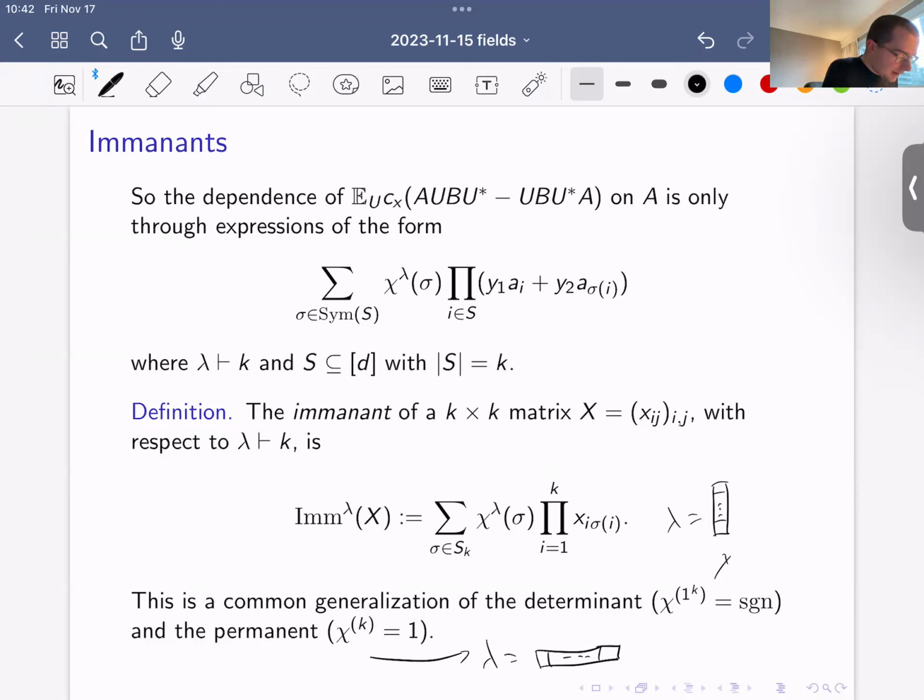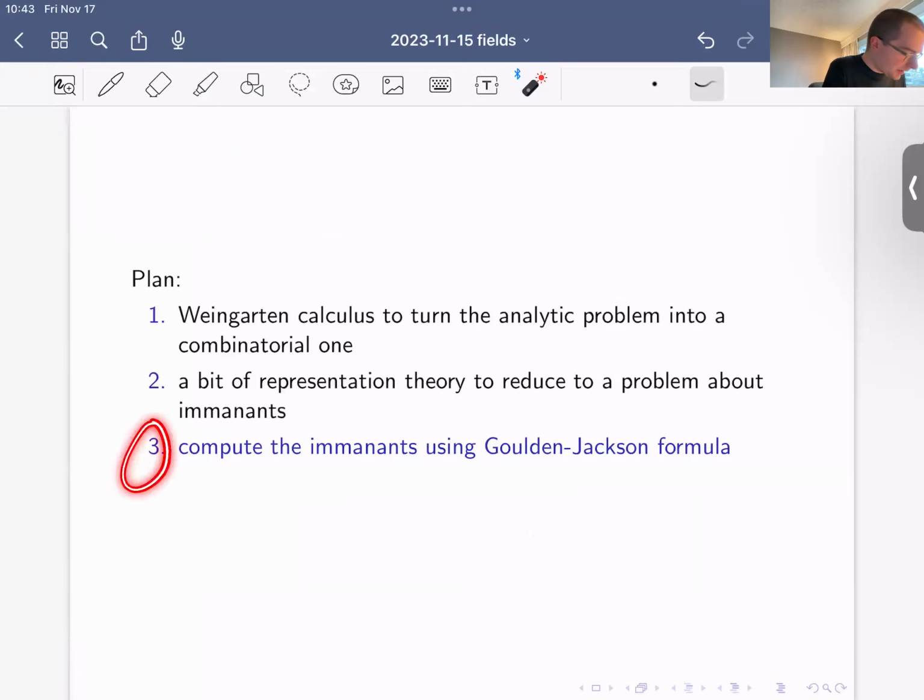Right, so yeah, this is something that has been studied to some extent for quite a long time. But the thing about immanants is that they're very hard to compute in general. And so basically the last step in the argument here is to realize that we don't actually need to compute immanants in general. We only care about immanants of this very specific kind of matrix. And it turns out that immanants of this kind of matrix can actually be computed in some reasonable way. Right, so this is the last step.